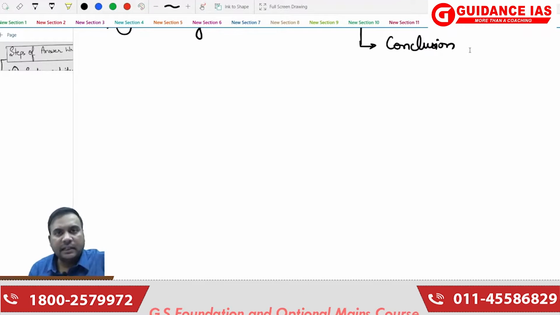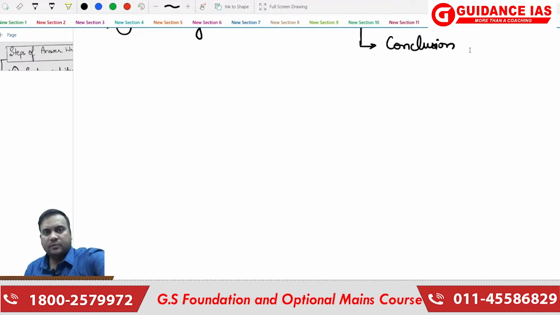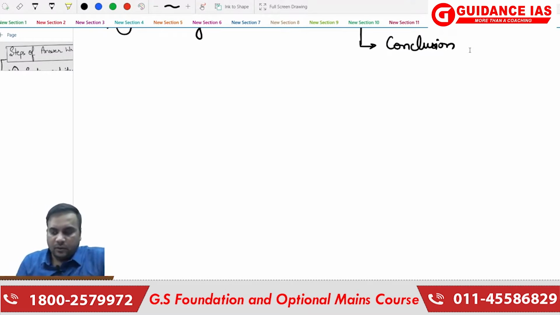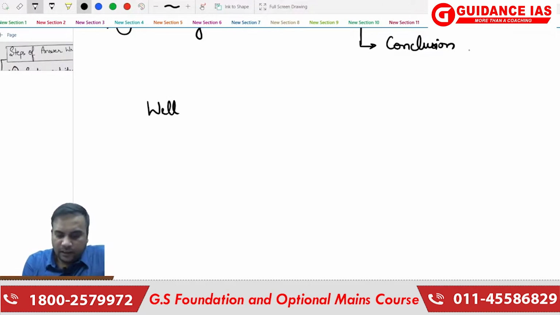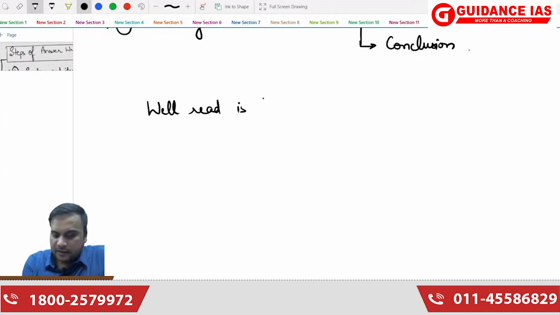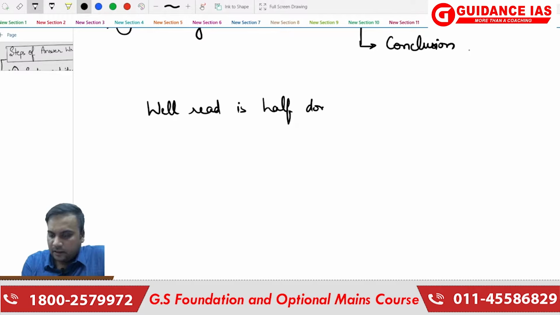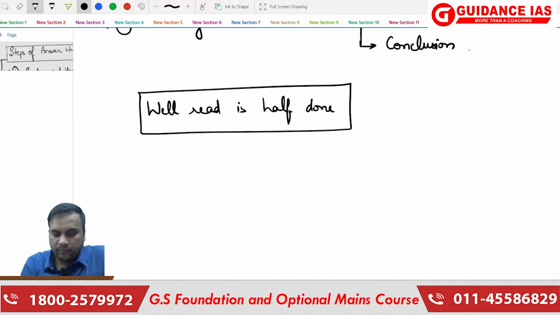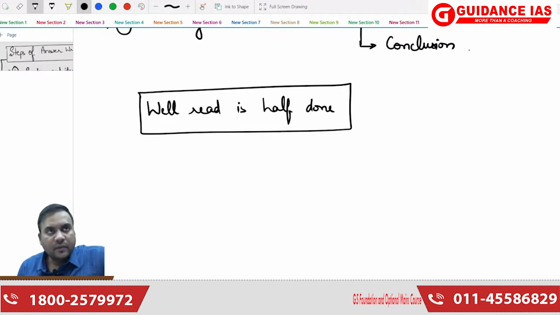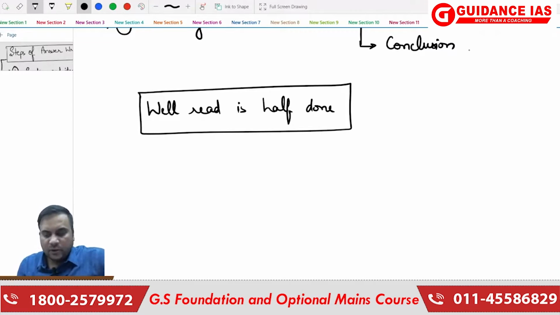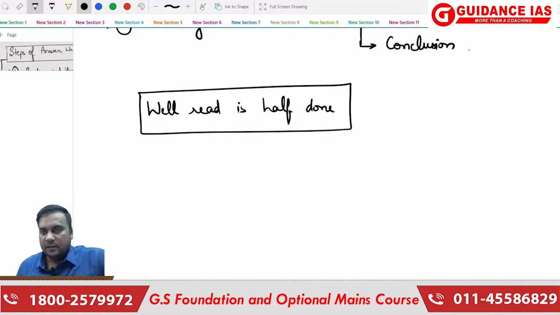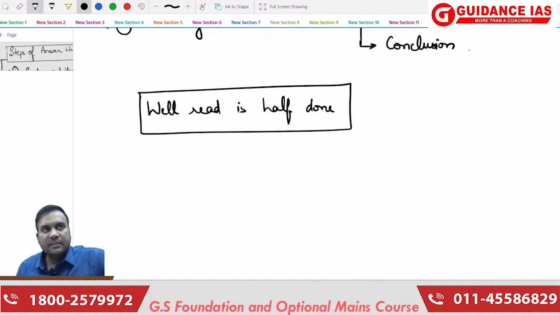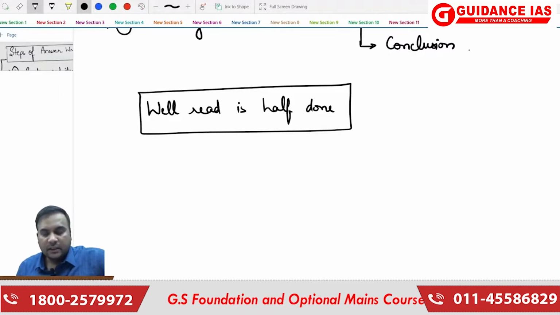Now, when it comes to reading and identifying the demands of the question, what we need to understand is, well read is half done. Half your work is complete. I have seen most of the students struggle in this part. There are a number of reasons for that. One basic reason why we generally tend to struggle in this part is because we don't have the habit of reading the question.